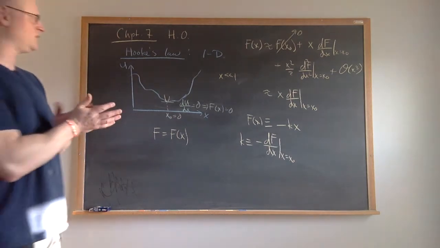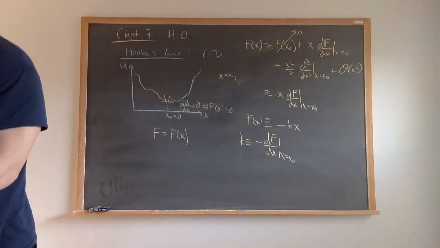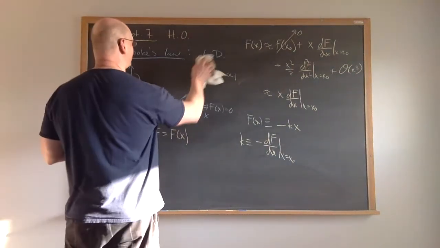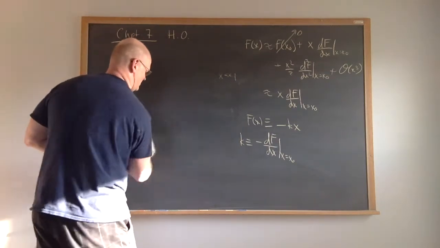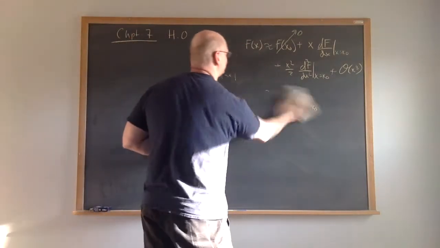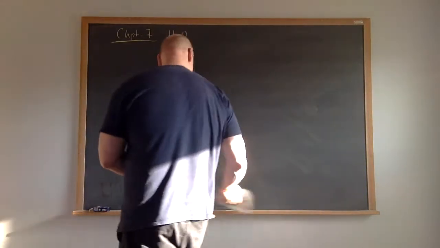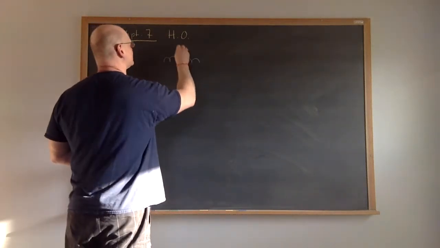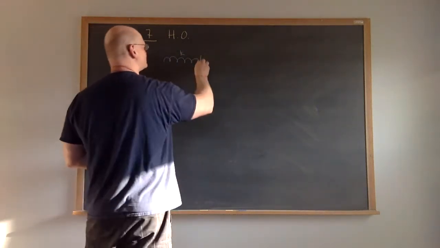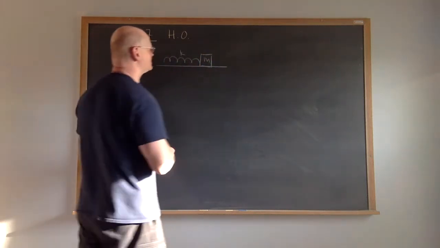So, now that we know about Hooke's law, let's consider a spring mass system and determine what the solution of this system is. So let's look at a simple spring mass system. Here's my spring. This thing has a spring constant of k. I have a mass m. Let's say this thing is moving horizontally.